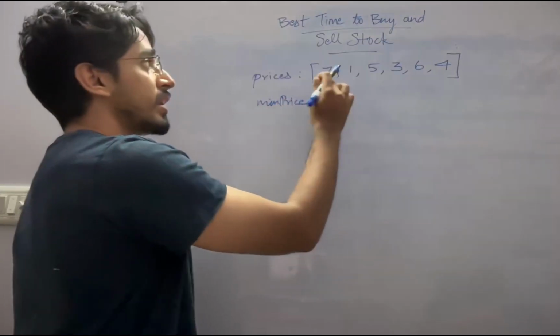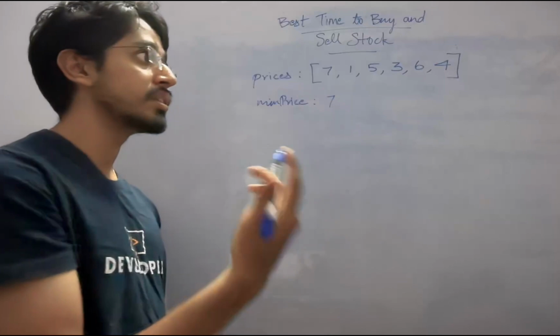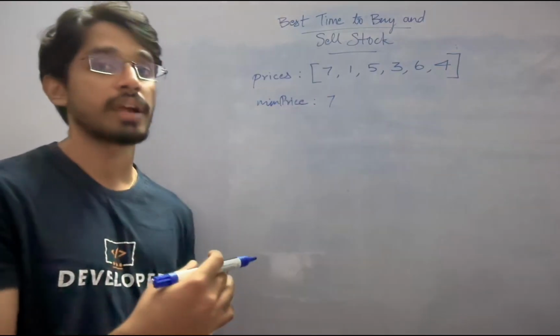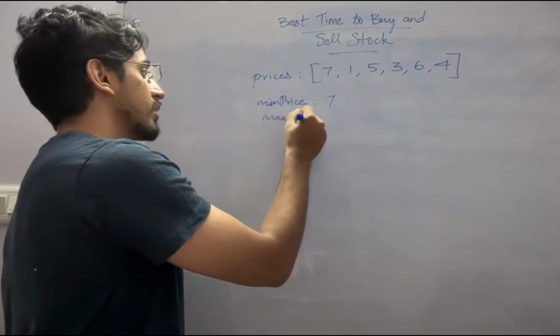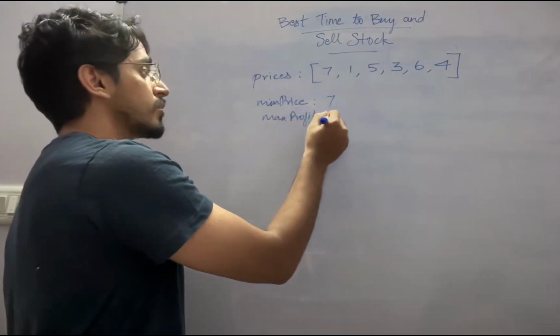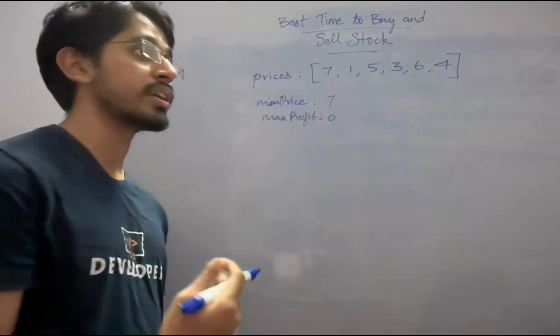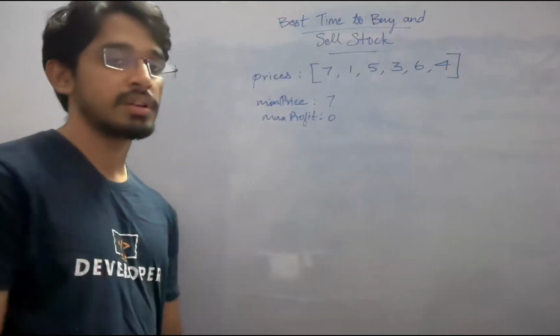Initially it's going to be the value at the first index, that is 7, and then we keep another value to track the max profit itself, which we have to return at the end of the code. So let's say max profit, and initially it's going to be 0. If it doesn't reach anywhere, like let's say we are getting only negative values, then we just return 0, so we are not updating the max profit.